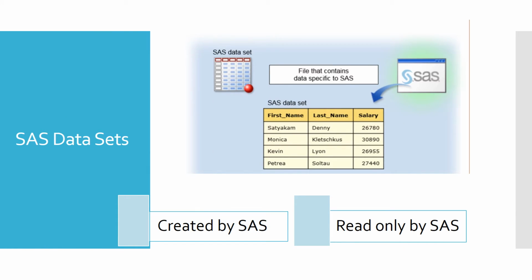Next is the SAS dataset. It's created by SAS and read only by SAS. Here's an example of a SAS dataset. The columns here are the fields: first name, last name, and salary. And those objects under the columns of first name, last name, and salary are called observations.